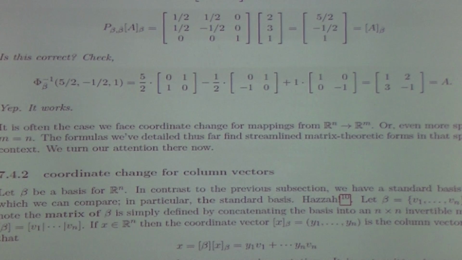All right, so coordinate change in the abstract case is kind of a pain. But for columns, if you just consider the special case, suppose you're changing coordinates in Rn, everything gets a lot easier there. All right?